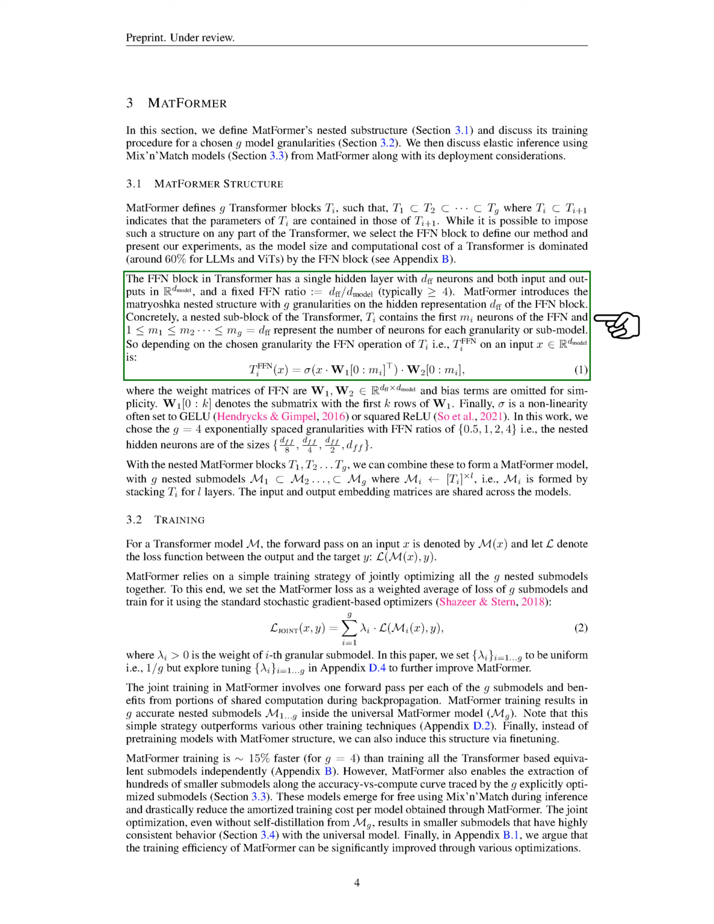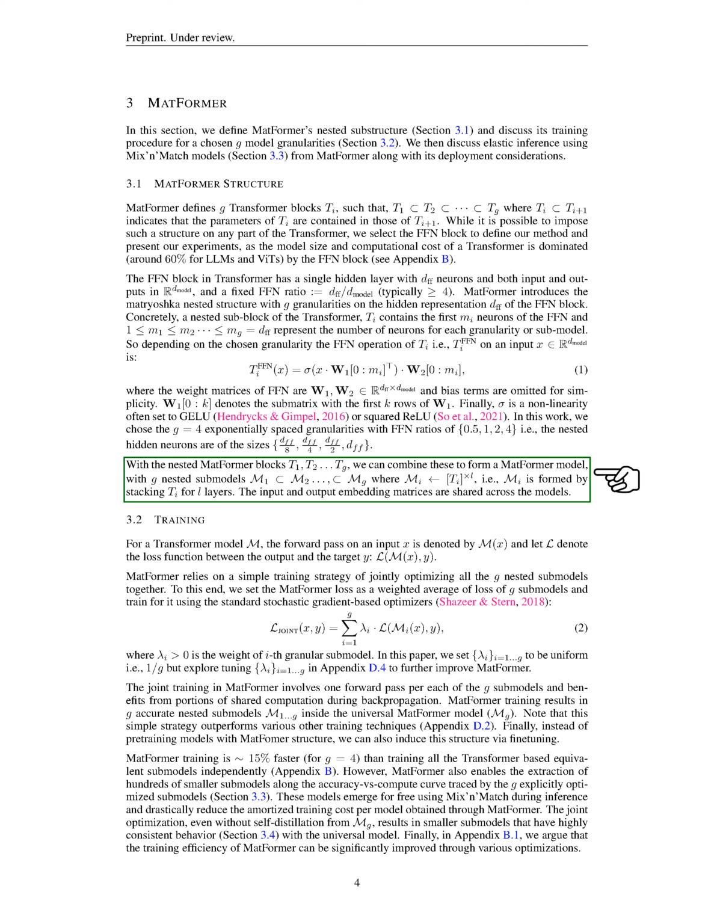In this work, we chose 4 exponentially spaced granularities with FFN ratios of 0.5, 1, 2, and 4. This means that the nested hidden neurons are of sizes that are fractions of the total number of neurons. With these nested MatFormer blocks, we can combine them to form a MatFormer model with nested submodels. The input and output embedding matrices are shared across the models.